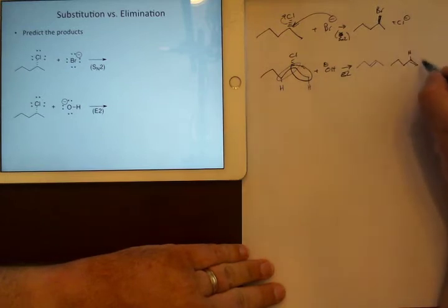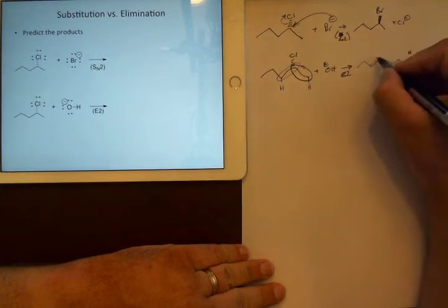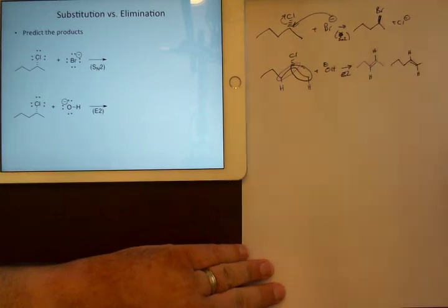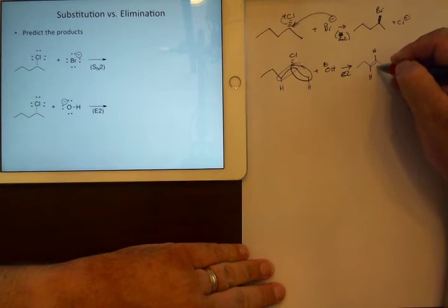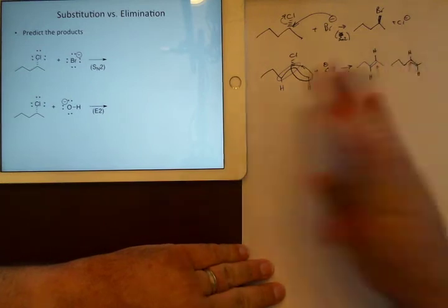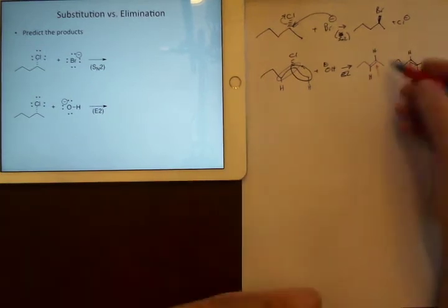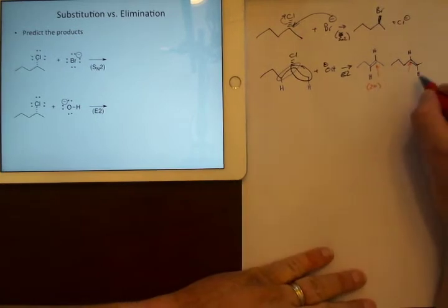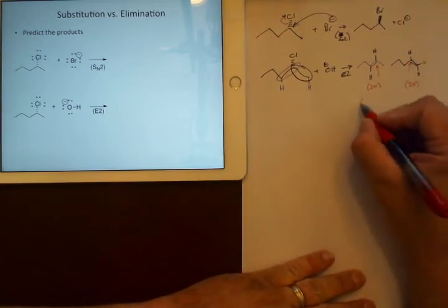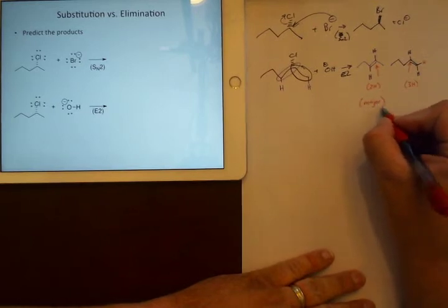And if you draw in the hydrogens, there. Remember, our leaving group was originally here. So we're just doing it on either side. But this has two hydrogens. Oops, missed one. This was 3 hydrogens. So this is going to be the major product.